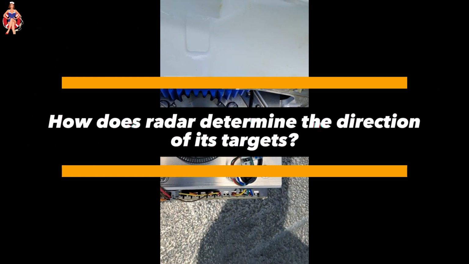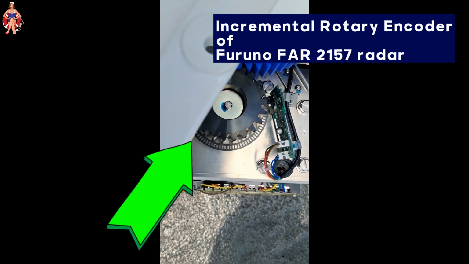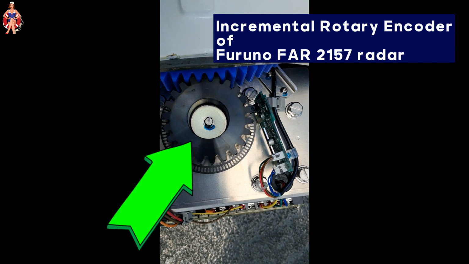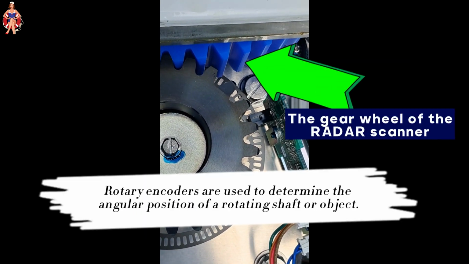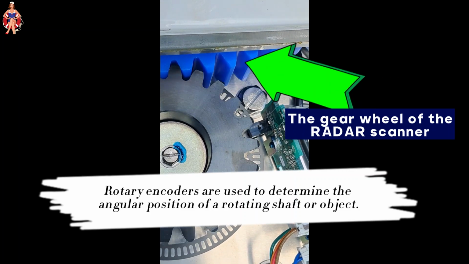How does radar determine the direction of its targets? You are viewing an incremental rotary encoder attached to the gear wheel of the scanner antenna shaft of a Furuno FAR 2157 radar. Rotary encoders are used to determine the angular position of a rotating shaft or object.